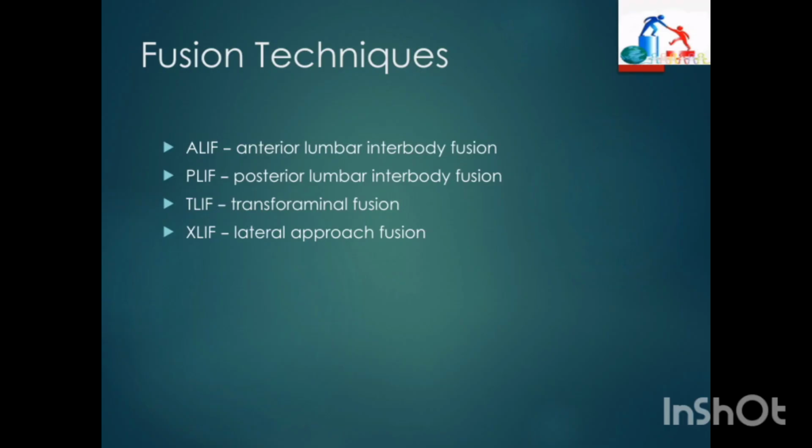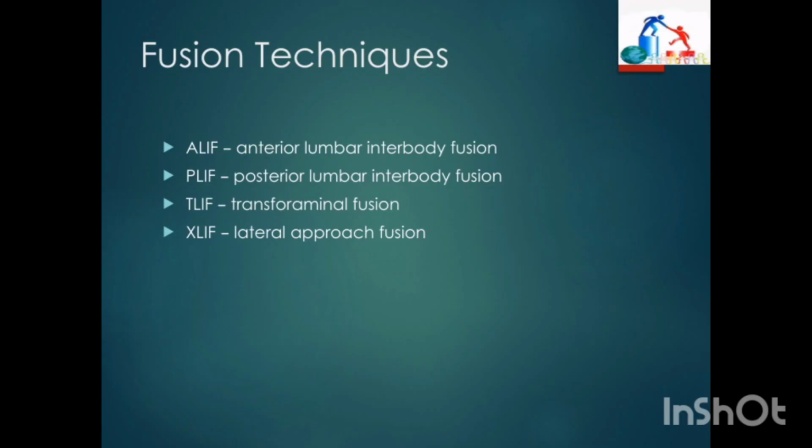Finally, XLIF, or lateral approach fusion, involves approaching the spine from the side. This lateral approach minimizes the need to move or manipulate the nerves and muscles from the back. It provides a direct path to the disc space, especially useful in certain cases where posterior approaches are more challenging. All these techniques, ALIF, PLIF, TLIF, and XLIF, are tailored to the patient's specific condition and anatomy.